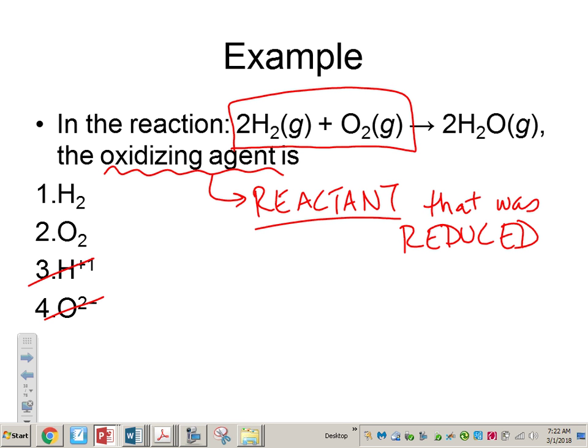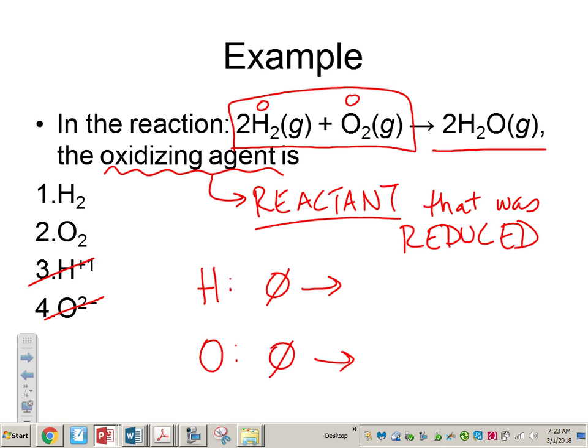Then in order to figure out the thing that was reduced, I need to assign oxidation numbers for the elements in the reaction and figure out how they changed in charge. So the hydrogen is alone on the left, so it's 0. The oxygen is alone on the left, so it's 0. So both of these guys start at 0. But then what do they end at? So I have to assign oxidation numbers for the water in the product. Hydrogen is usually +1 in a compound. Oxygen is usually -2 in a compound. So the hydrogen goes from 0 to +1. The oxygen goes from 0 to -2.